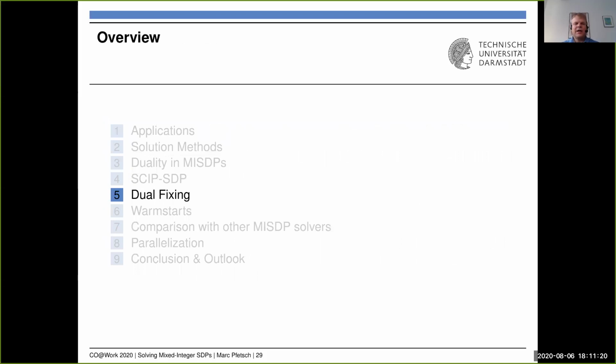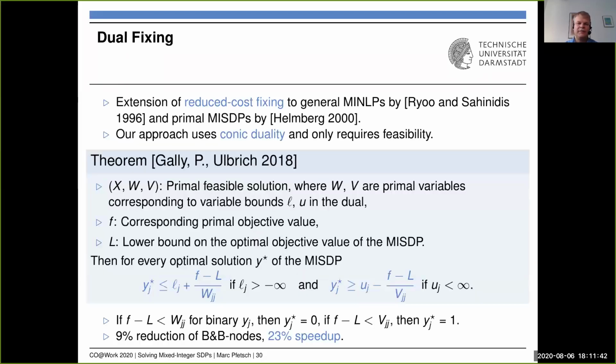Okay, so now you've seen some theory and practical ideas of how to deal with infeasibility or feasibility if the interior point method solvers fail. And now we are going very quickly to some techniques that are applied within SCIP-SDP. The first is dual fixing. It's an extension of the so-called reduced cost fixing. It was generalized to general mixed-integer LP and primal mixed integer SDPs, and our approach is based on conic duality and only requires feasibility. So what's the idea?